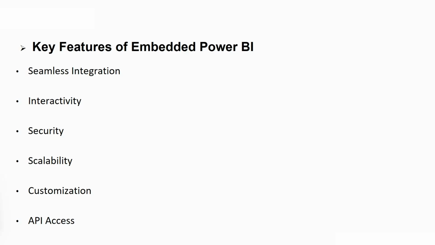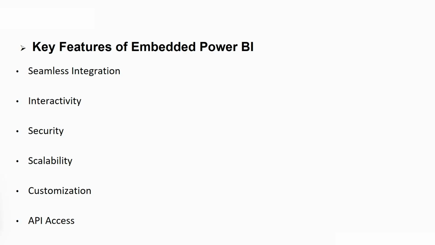The next one is security. Embedded Power BI supports robust security features, including row level security, to ensure that users can see only the data that they are authorized to access. The next one is scalability. The service is highly scalable, making it suitable for applications with a large number of users and high data volumes. The next one is customization.